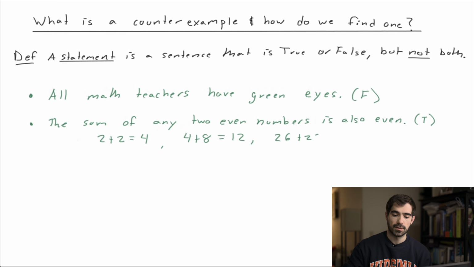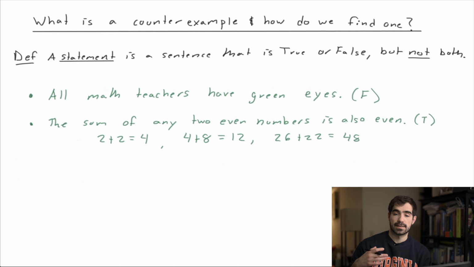26 plus 22 is equal to 48. And once again, all three of those are even numbers. Again, this evidence alone is not enough to prove that this is true in all cases, but it gives a sense of how this might be true. And it turns out that it is.